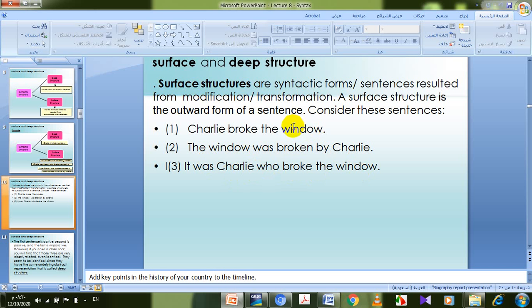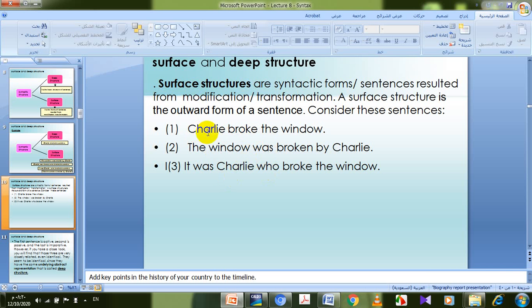Where is the deep structure? Charlie broke the window is the deep structure. Where are the surface structures? The window was broken by Charlie. It was Charlie who broke the window. They have lots of things in common, even though they seem to be different. They are almost the same, even identical, because the main components are common or shared.